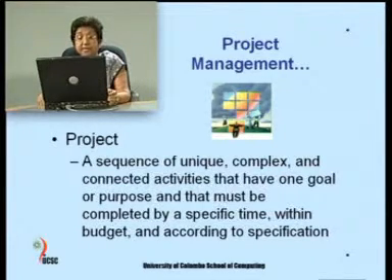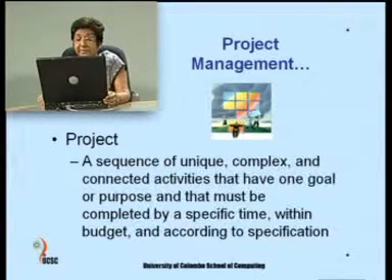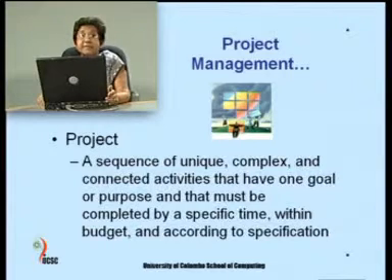Unique, what we mean by unique there is, one project may be different from another project, because you will not get two similar projects most of the time. There will be slight differences even in similar projects. So, there will be different activities in each project. Complex, because it is not easy to implement an information system, and connected activities, one activity is connected to another because one thing follows another. So, you have to accomplish all these tasks or activities to achieve your goal or purpose.